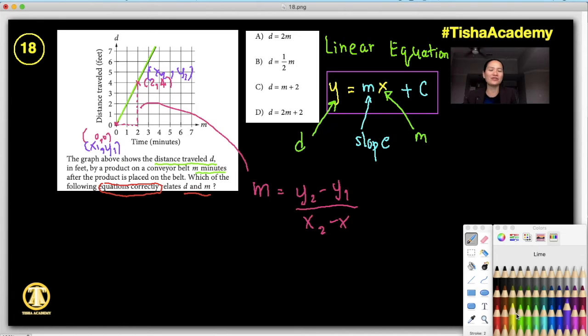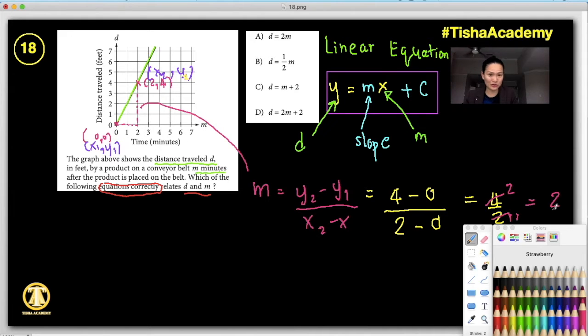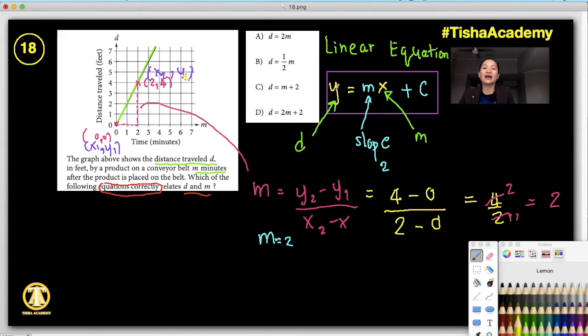Okay, now I'm going to substitute them. I know that y2 equals 4, minus y1 equals 0, divided by x2 is 2, minus x1 is 0. So it's going to be 4 over 2. And of course, if I cut it, cut by 2, so my m equals 2. Now I get the slope. m equals 2. My slope is 2 here.